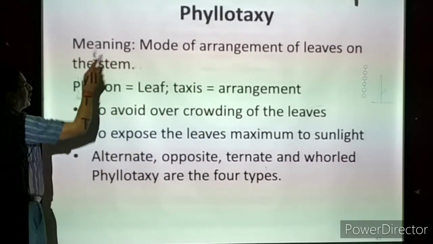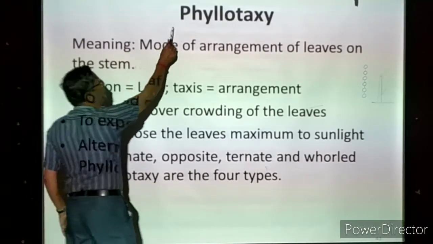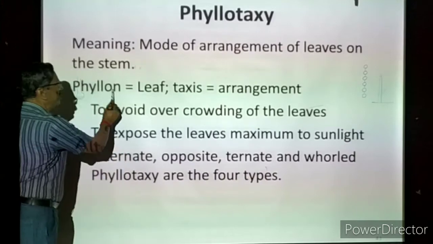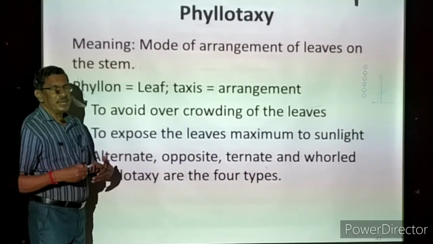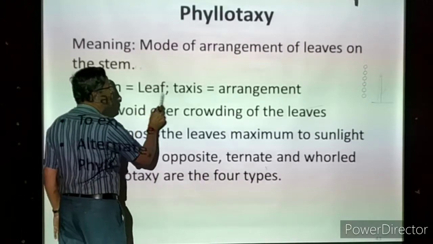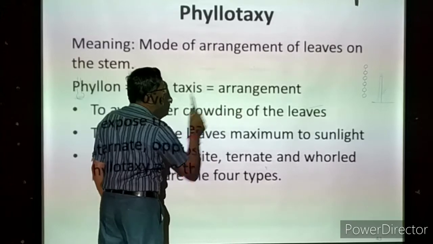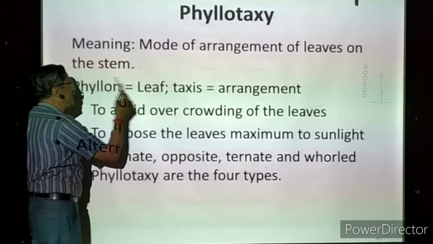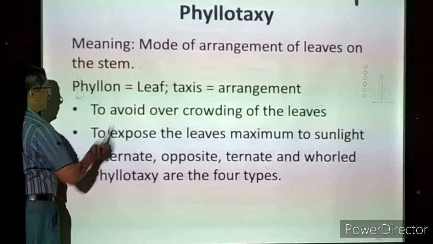How the term is derived: phylon, one term is there. Phylon means leaf. There is a petiole, leaf base, lamina, everything, leaf. Then the second one is taxi, came from taxis. Taxis means arrangement. Arrangement of leaf. That is actually the meaning for this phylon and taxis, phyllotaxy.